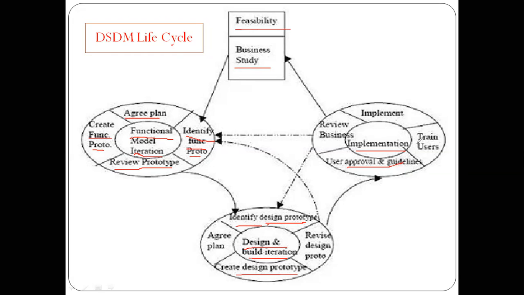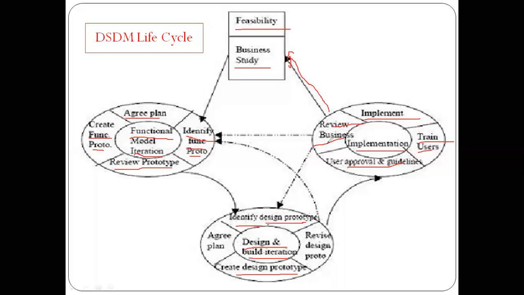After that, train the users. So how to use it, and what inputs the users have given. After developing this project, how to use it. So like that, we are going to train some users. After that, implement the code. Finally you are going to review the business. If it is finished, you go to the first phase. If it is not fulfilled properly, again go to the functional model.